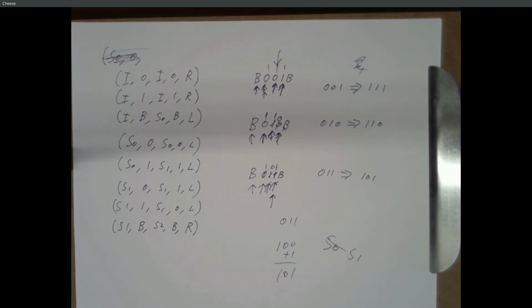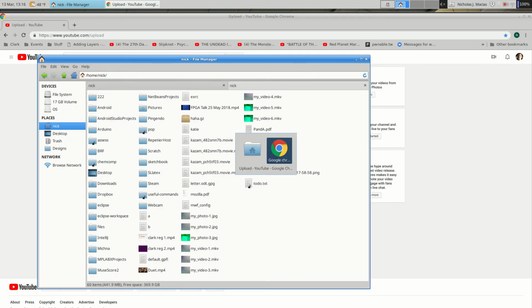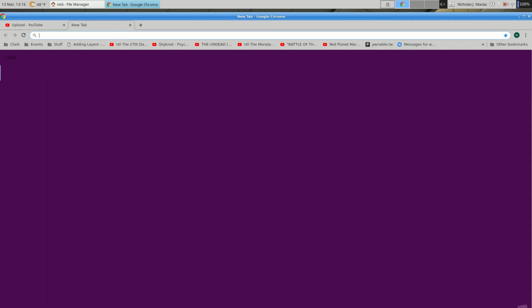So you can actually put these things together and write programs. And this is what people did before there were better things to do.